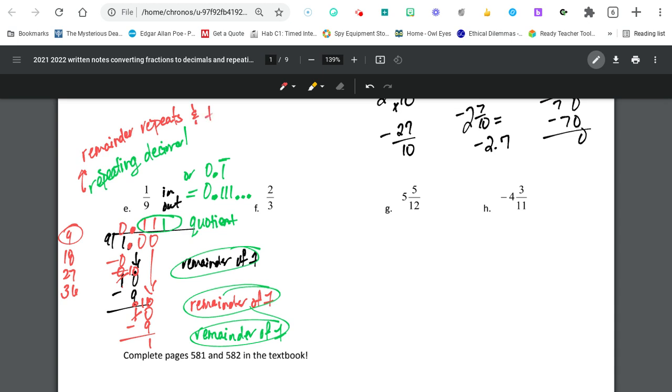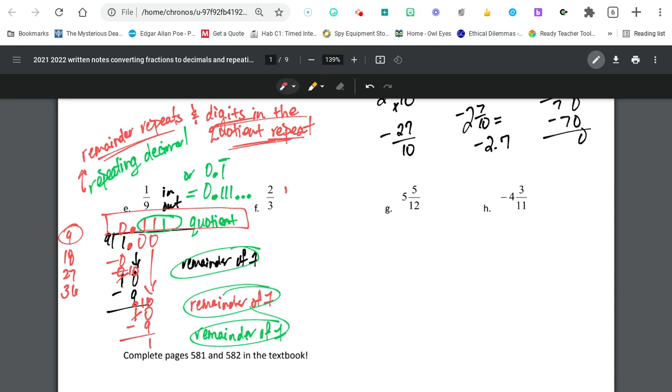But again, if it's a repeating decimal, the remainder repeats, and the digit or digits in the quotient up here repeat. So if this happens, the digits in the quotient repeat. It's a repeating decimal.